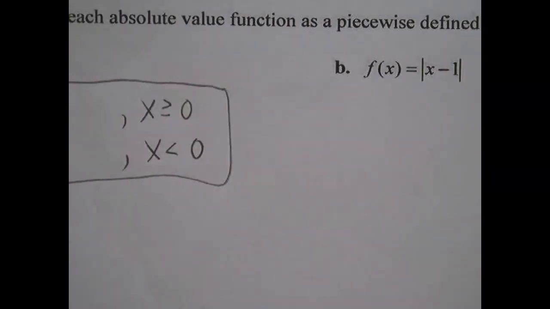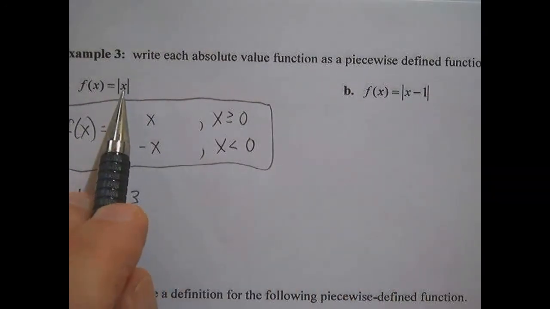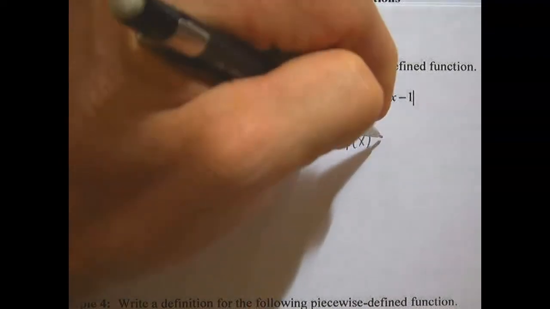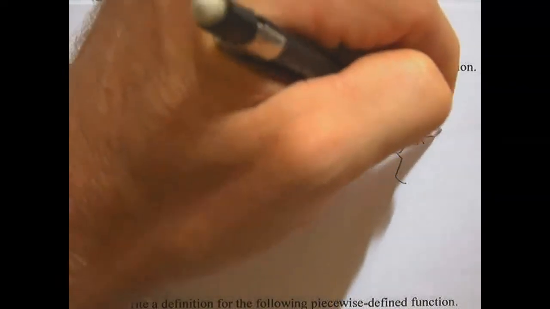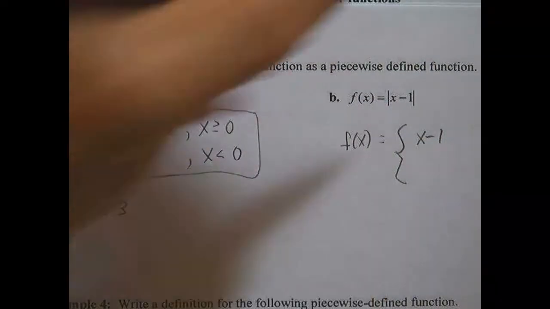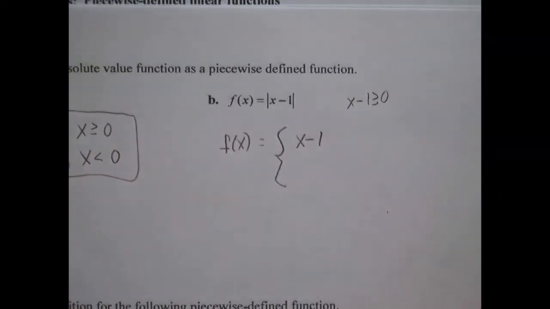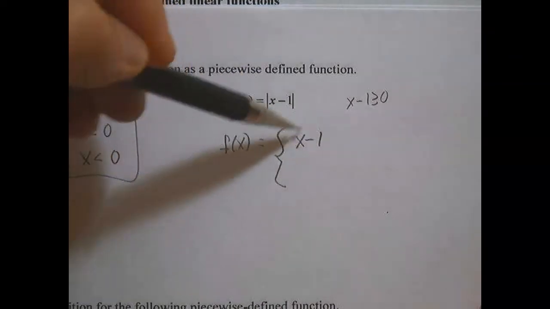So we're going to basically do the same thing. What we're going to do is think about this stuff on the inside here stayed the same when it was positive, and it changed when it was negative. So here, this stuff on the inside will stay the same as long as it is positive. So this is true as long as x minus 1 is greater than or equal to 0. Okay, so again, this will stay the same as long as it's positive. So in other words, as long as x is greater than or equal to 1.